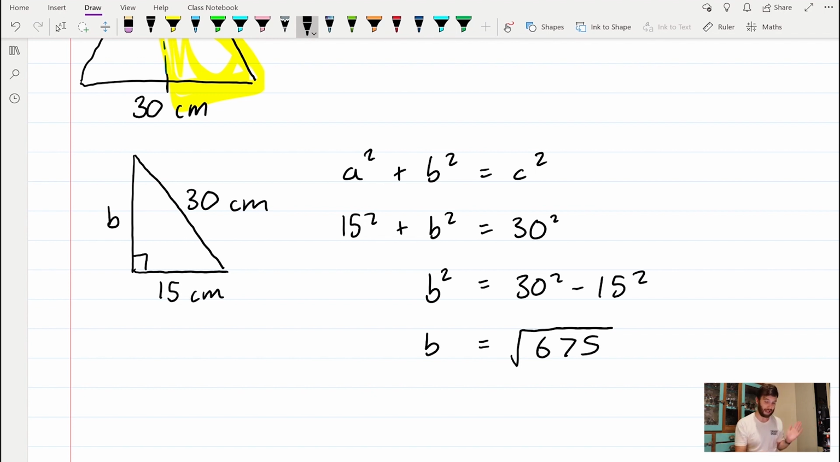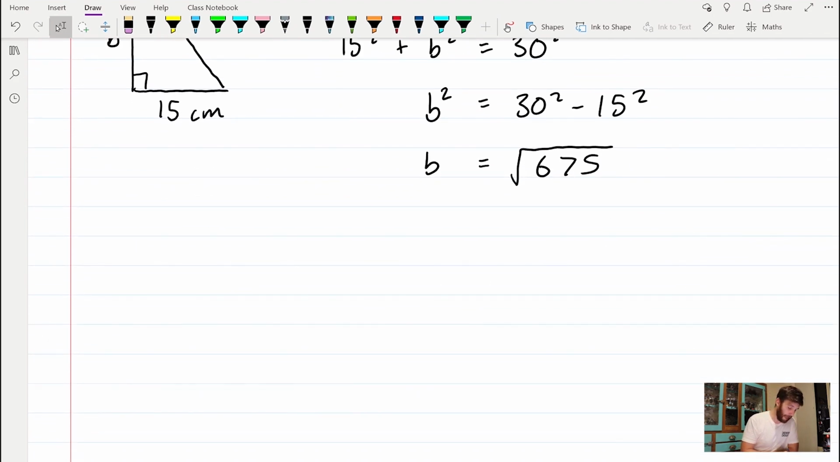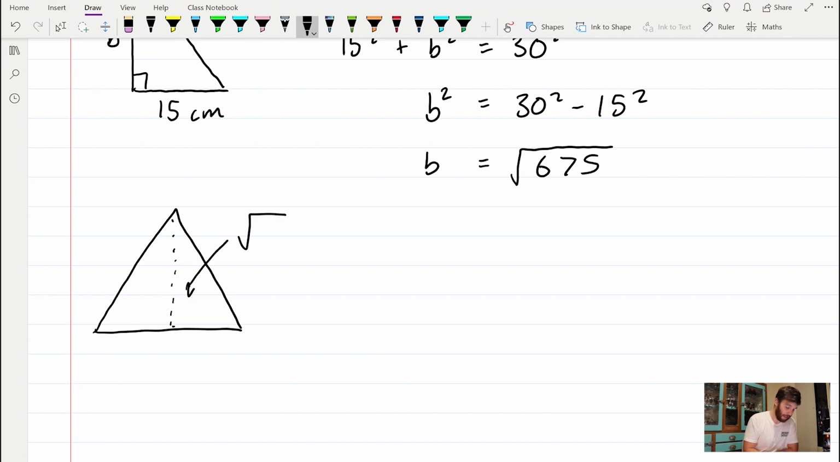So what I recommend you do for the next stage is just leave that answer as the square root of 675. That way you don't lose any accuracy by rounding twice in the same example. And I'll show you what I mean by that. So then I've got my triangle that I started with, the equilateral triangle, the sign. I know that its height is the square root of 675 in centimeters, and I know that the length of its base is 30 centimeters.